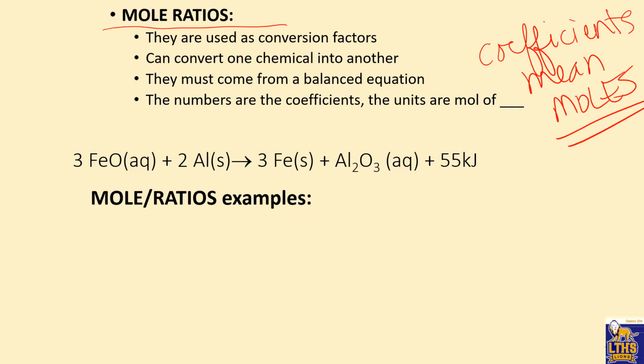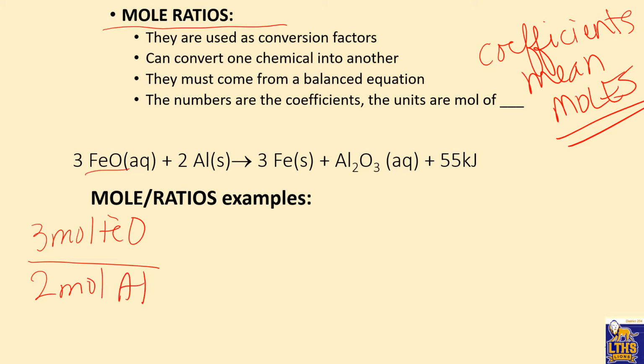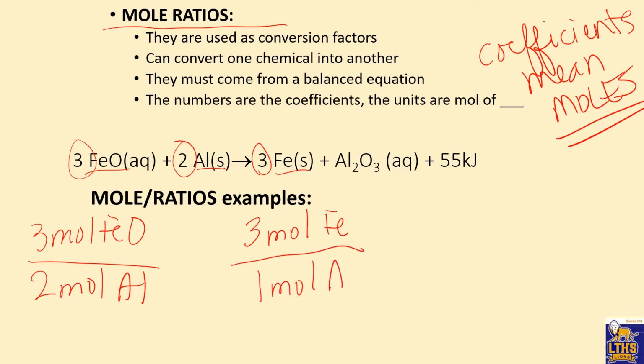Here are some mole ratio examples. We can compare 3 moles of FeO to 2 moles of Al. Where did I find the FeO? There it is. Where did I find the Al? There it is. That's moles of the stuff, and the coefficients go in front of moles. What about 3 moles of Fe? We have to look at the equation. Every 1 mole will make 1 mole of Al2O3. The numbers are the coefficients, so we don't see there's a 1. The unit is moles, and the chemical is the identity of the chemical in the equation.